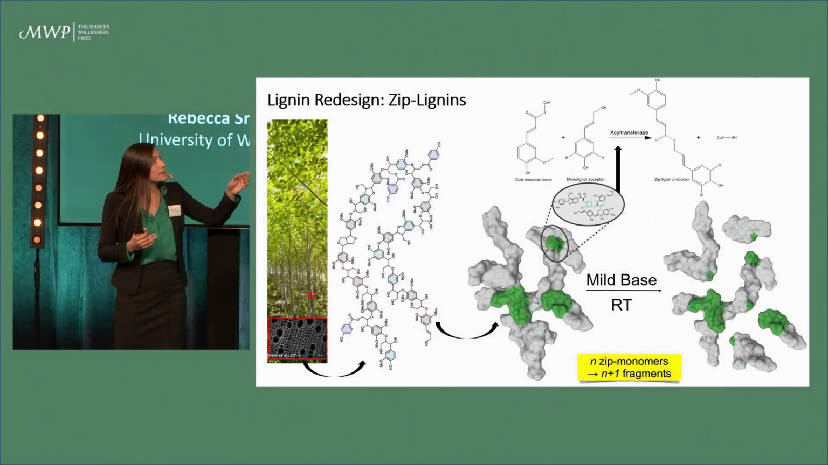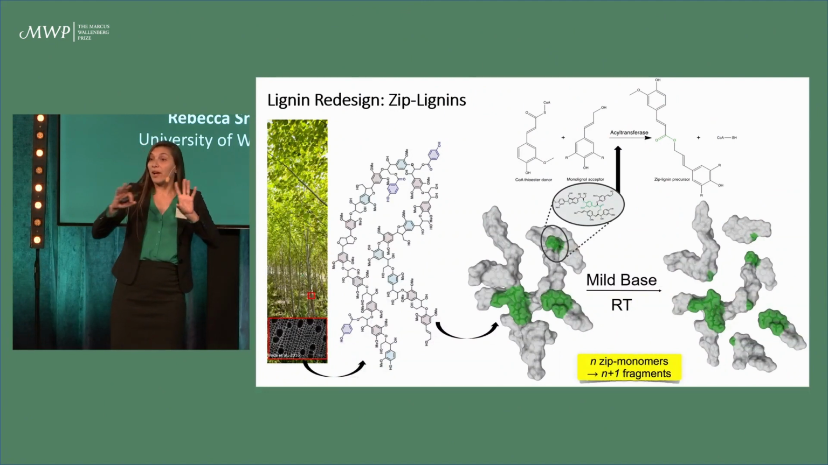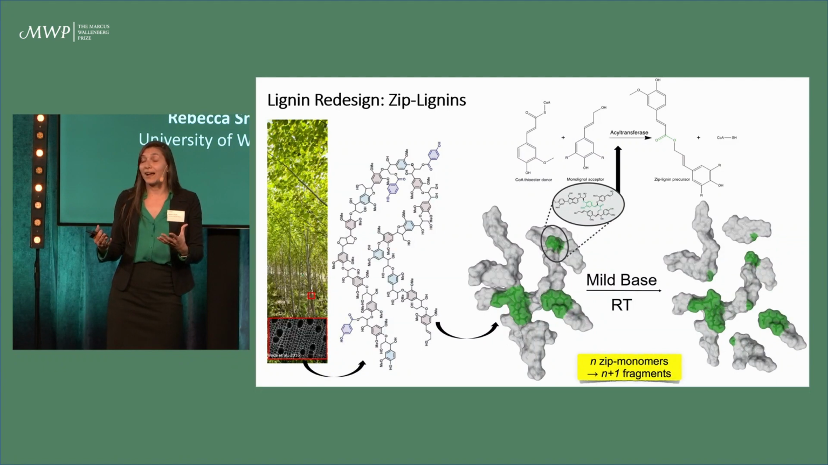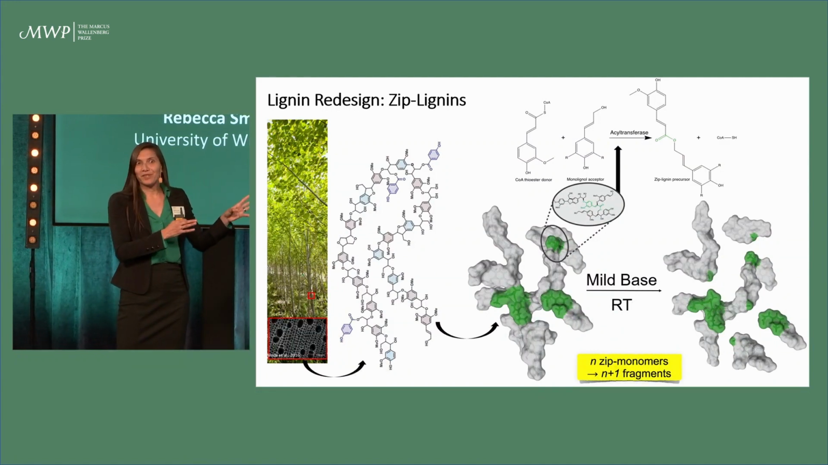We want to instead introduce ester bonds into the lignin backbone, which can break under mild base pretreatment at room temperature, thereby fragmenting the lignin and increasing accessibility to underlying polysaccharides. Because of the ease with which you can break these bonds, we refer to these ester bonds as zippers in the lignin and refer to the lignin itself as a zip lignin.